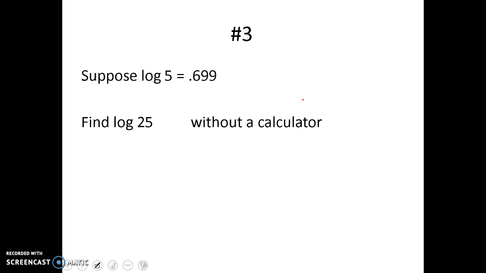Let's take a look at number 3. Suppose the log base 10 of 5 is 0.699. Well, what's the log base 10 of 25? We're supposed to do this without a calculator, just by thinking about what is going on here. This is a base 10, so it must mean that 10 to the 0.699 power is 5.